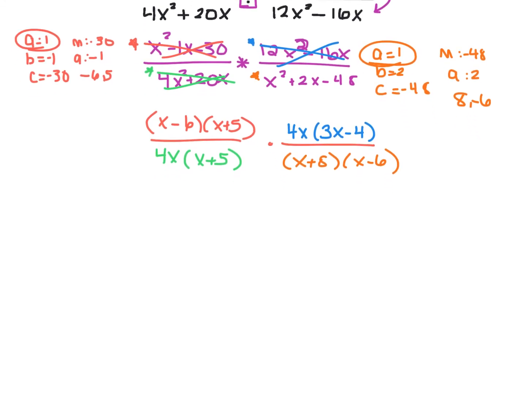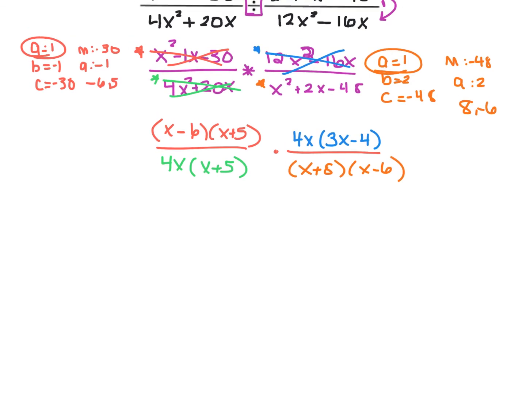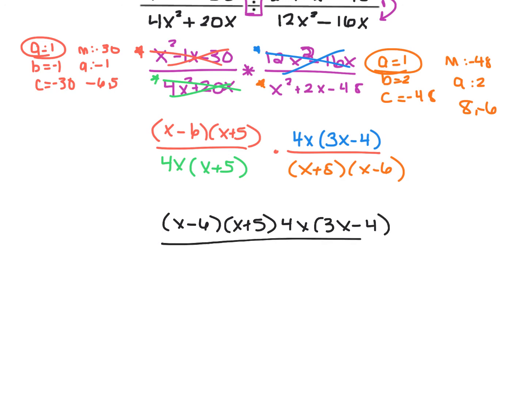So let's multiply straight across here. So we have x minus 6, x plus 5 times 4x times 3x minus 4 over 4x times x plus 5 times x plus 8 times x minus 6. Then I'm going to cross off whatever they have in common, and if I cross off anything in the denominator, I'm going to make a note of that because I need to know that that can't equal 0 because of how denominators work.